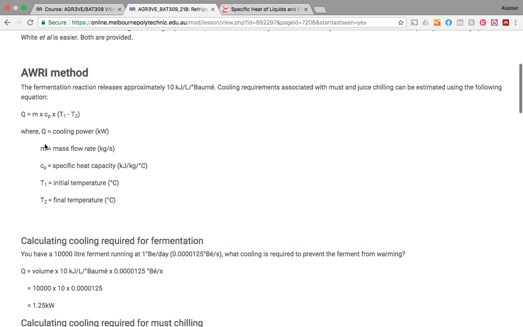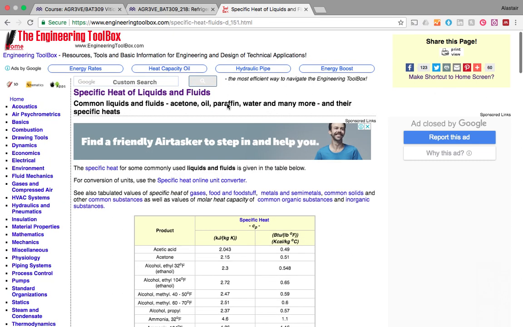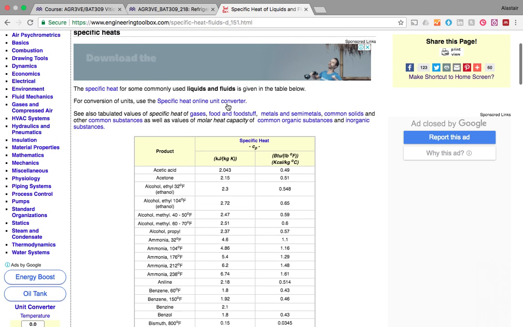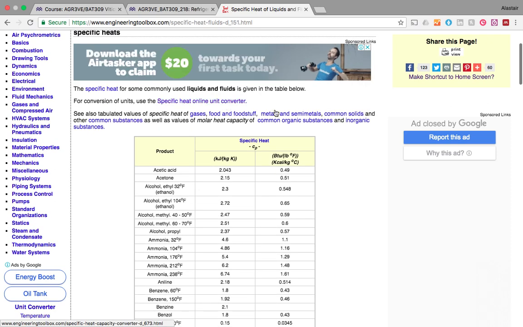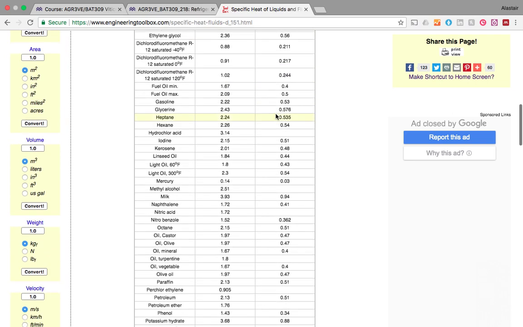And then we need to know the specific heat capacity of milk. Now I've given the specific heat capacity for grape juice as part of these notes, but on Google we can quite simply go to the Engineering Toolbox, which is just an absolutely awesome website, and it's got the specific heat capacity of everything you can think of. I'll scroll down here. Look, there's even mercury. I hate to think what you'd be doing if you needed that. Here's milk. Specific heat capacity of milk, 3.93.